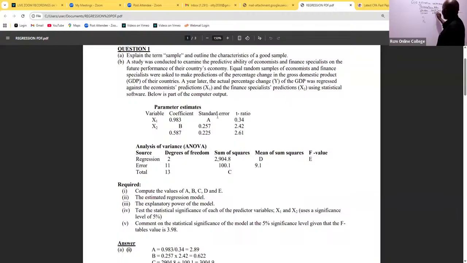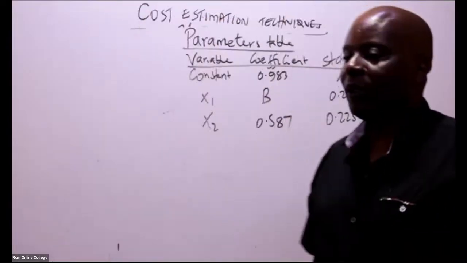So we have here 0.983. Then we have B, 0.587. Then we have the standard error. The first one there is A, 0.257. Then we have 0.225, 0.225. Then we have 0.34, we have 2.42, sorry. And then lastly, 2.61. So kindly copy this table down. What we skipped here, under the variable, we have a constant immediately beneath there. So just copy this table the way I've drawn it here.